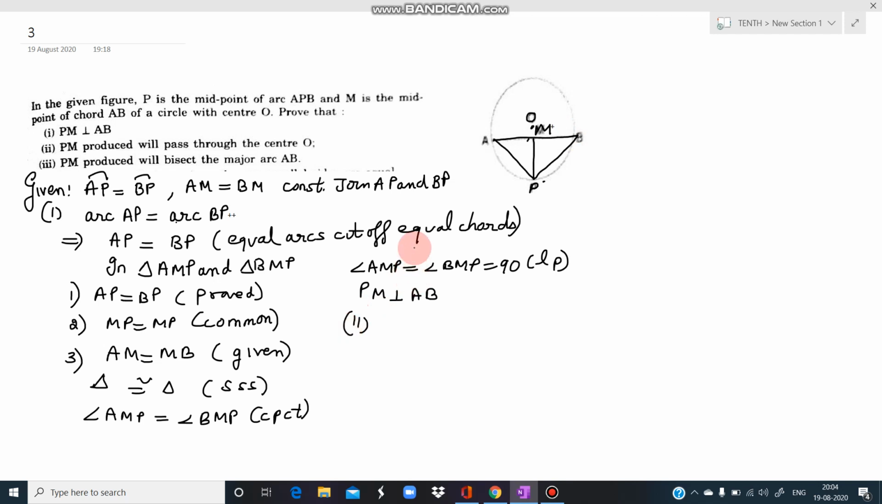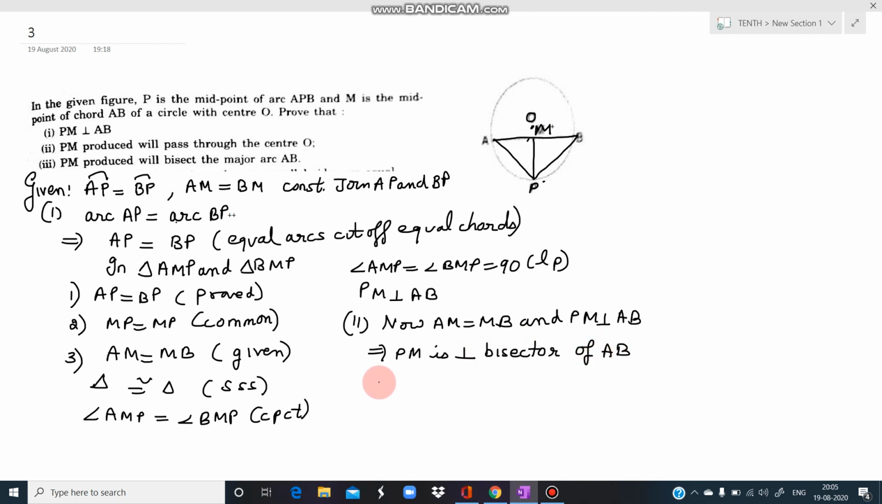Second part is we have to show that if PM is produced, it will pass through the center O. कि अगर हम PM को ऊपर की तरफ लेके जाएंगे तो वो सेंटर से पास होगी. So how we can prove? Now AM is equal to MB and PM is perpendicular to AB. तो इसका मतलब क्या है कि ये जो लाइन PM है ये AB के परपेंडिकुलर भी है और ये AB को बाइसेक्ट भी करती है. So this means that PM, it is the perpendicular bisector of AB.